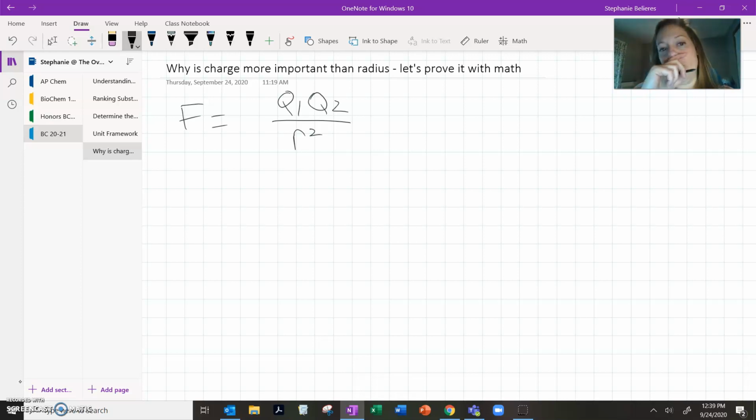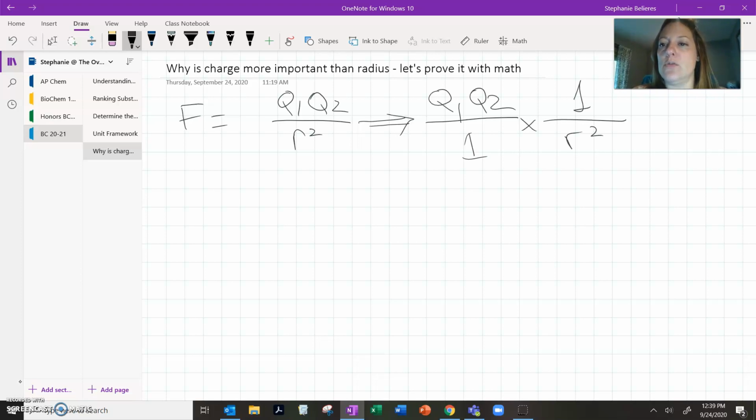Now, we can see from this formula how we would quantify the lattice energy in an ionic bond and compare two or more substances to each other. There are two variables that impact this: the charge of the ions, and the radius, or the distance between the nucleus of the metal and the bonding electron in the valence shell of the nonmetal, the anion. So I'm going to break this formula apart and isolate each of those variables on its own. I'm going to take Q1 times Q2 over 1, multiplied by 1 over R squared.